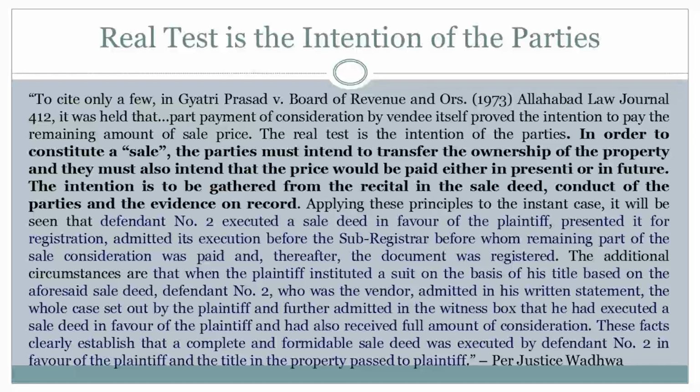The additional circumstances are that when the plaintiff instituted a suit on the basis of his title, based on the aforesaid sale deed, defendant number 2, who was the vendor or the seller, admitted in his written statement the whole case set out by the plaintiff, and further admitted in the witness box that he had executed a sale deed in favor of the plaintiff and had also received full amount of consideration. These facts clearly establish that a complete and formidable sale deed was executed by the vendors in favor of the plaintiff, and the title in the property passed to the plaintiff.